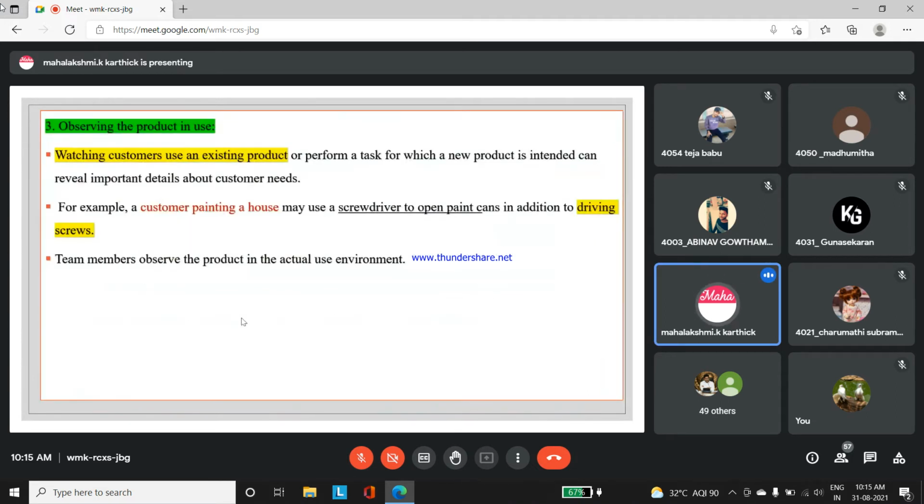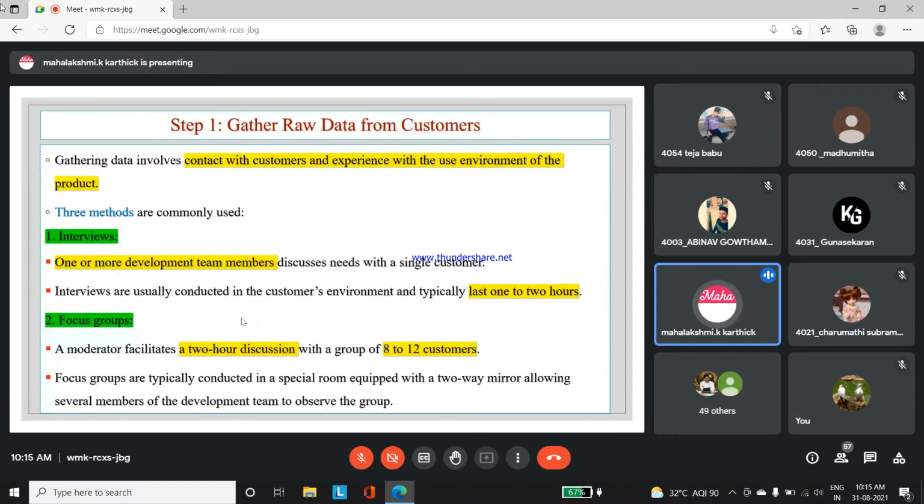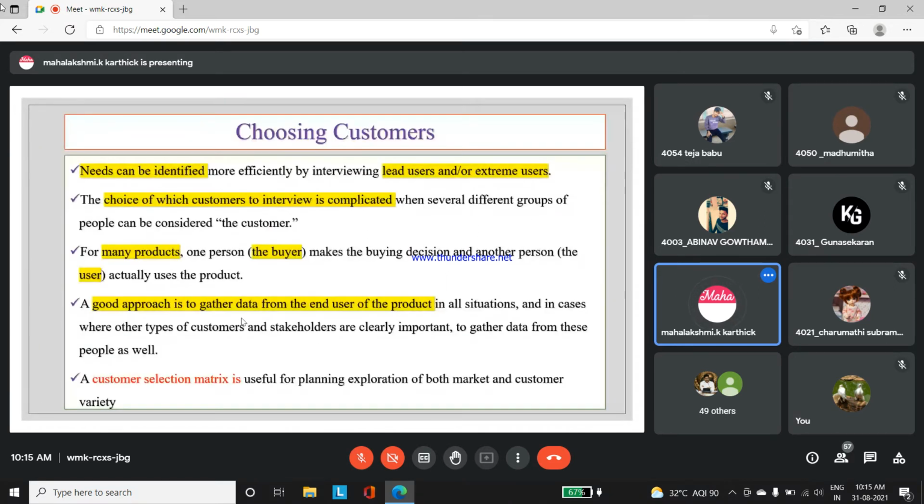Next, a very important topic, choosing customers. This particular topic is mainly dealing with gathering raw data. Choosing customers, necessity can be identified. Who needs to buy the product? Need can be identified more effectively by interviewing the lead users and extreme users. Who are the extreme users? Here, at the last point, you can understand that a customer selection matrix can be put.